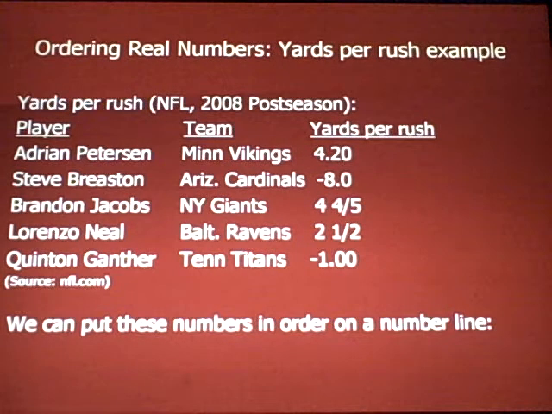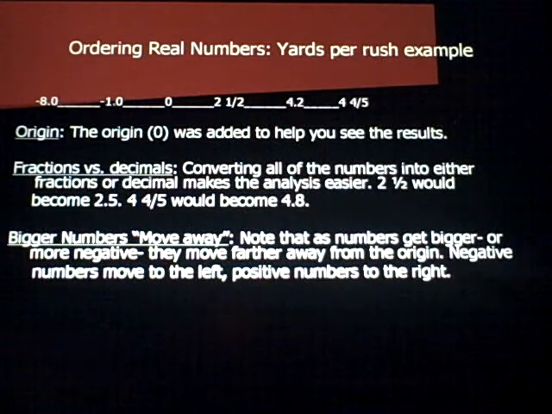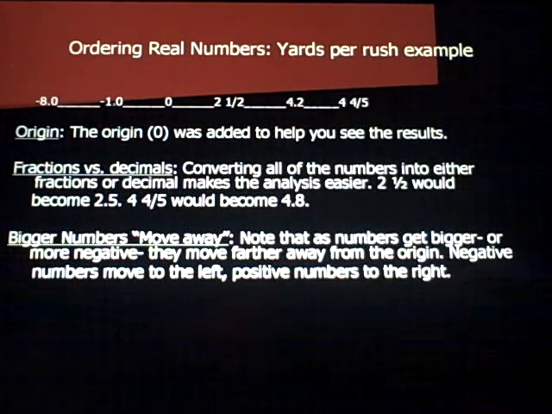Ordering real numbers, yards per rush example. We pulled this information from NFL.com, and this is the NFL playoffs and the average yards per rush for 5 different players. You can see that some of them use a decimal, like the first one, Adrian Peterson, his average was 4.2. The third one down, Brandon Jacobs from the Giants, his uses a fraction, a mixed number, and a whole number. 4.45. You're going to see situations where you're asked to put numbers on a number line in order. Some of the numbers are decimals and some are mixed numbers, a whole number and a fraction. So we do that on the next slide.